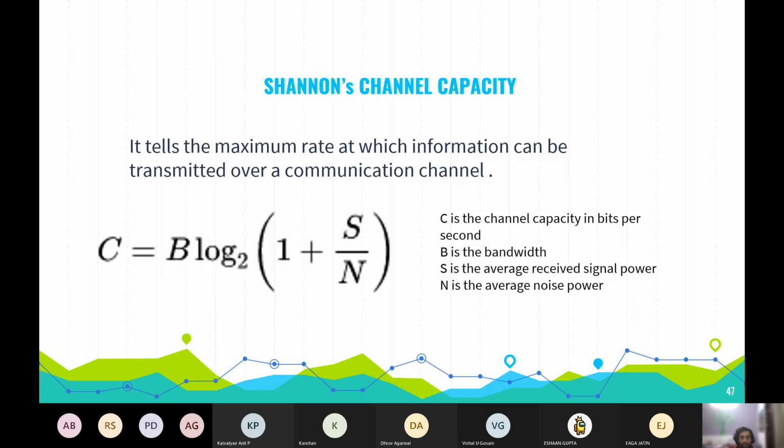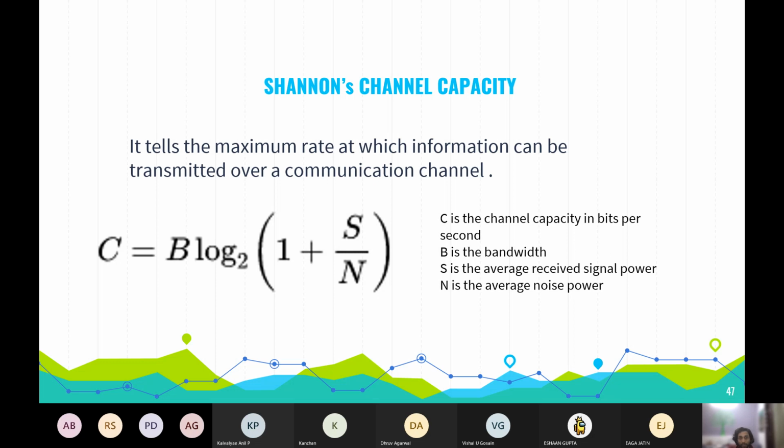The next thing is the channel capacity theorem. It basically dictates the maximum channel capacity, that is, bits per second, we can achieve. This is the formula: B is the bandwidth, 1 plus S by N. S is the signal power, and N is the noise power.